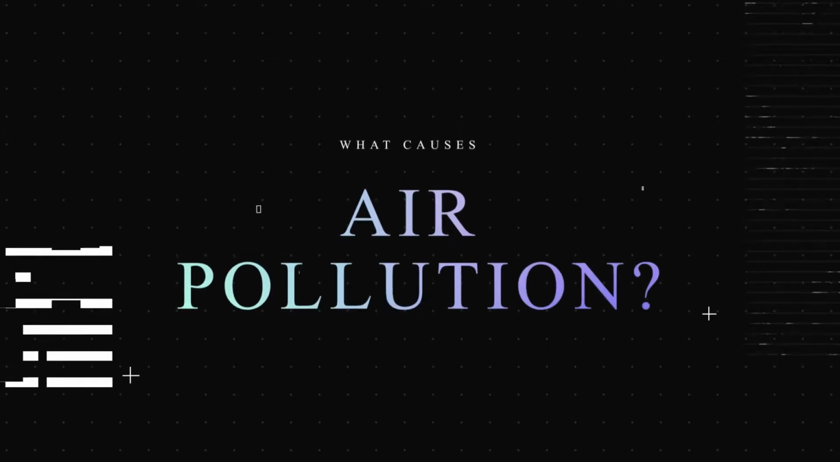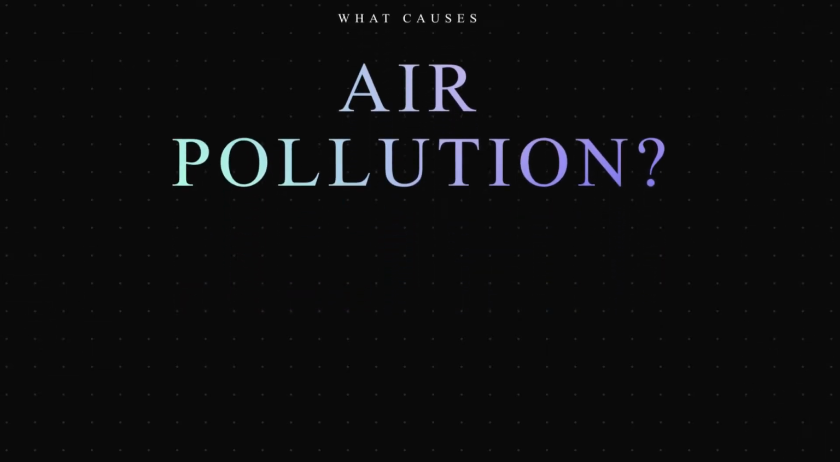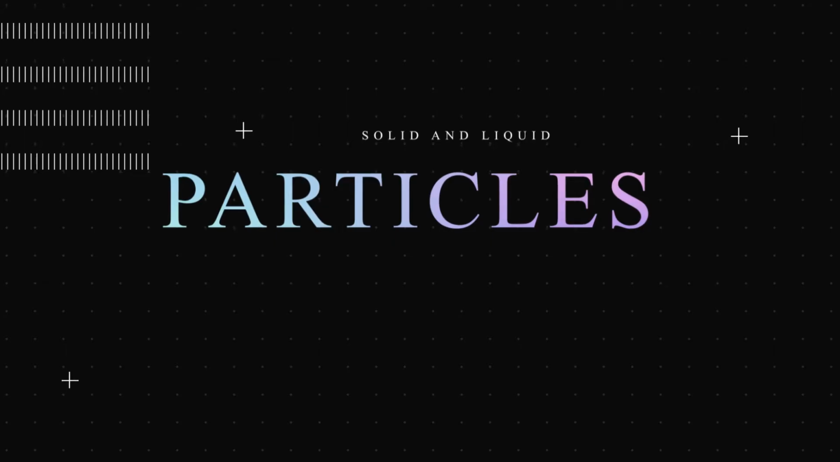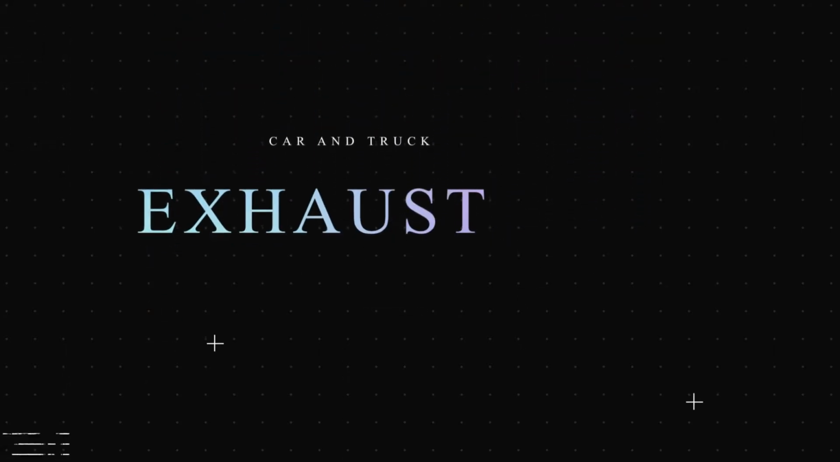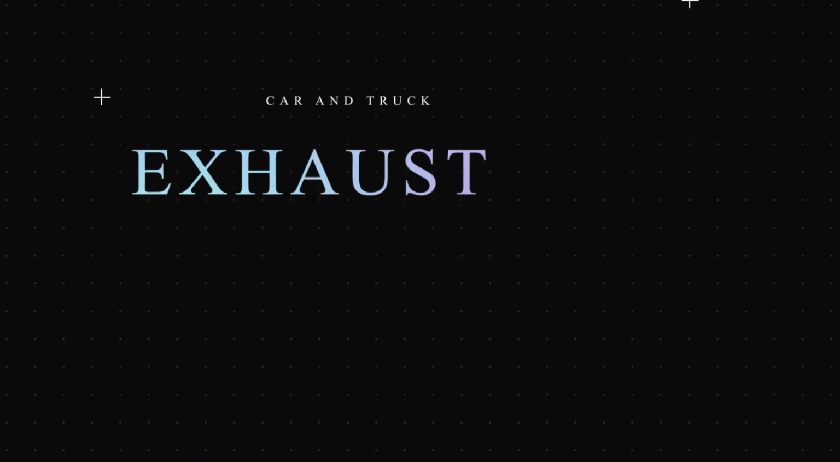What causes air pollution? Air pollution is caused by solid and liquid particles and certain gases that are suspended in the air. These particles and gases can come from car and truck exhaust, factories, dust, pollen, mold spores, volcanoes, and wildfires. The solid and liquid particles suspended in our air are called aerosols.